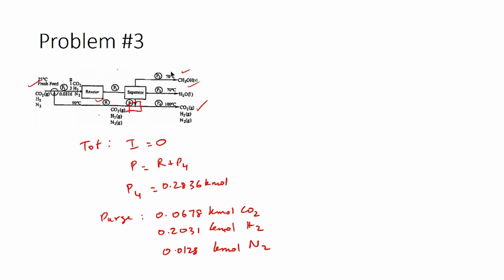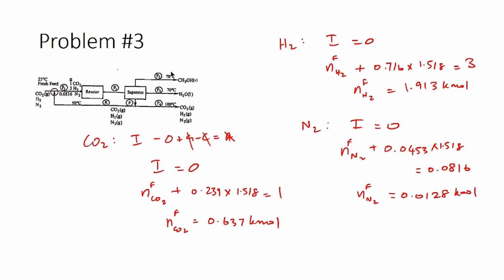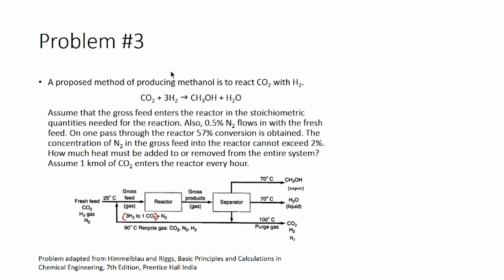So, what energy balance can we perform? For performing energy balance calculations for the overall system, we need to first identify appropriate reference states. Here in this problem, if you look at the problem statement, we have been given the reaction. The problem statement says that carbon dioxide reacts with hydrogen to form methanol and water. We have not been given the heat of reaction.